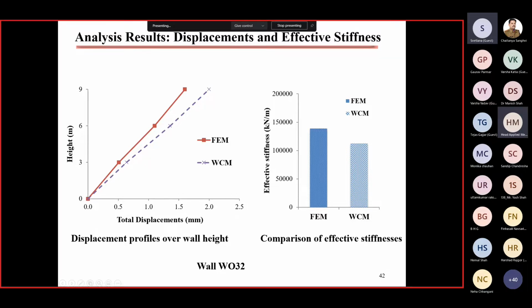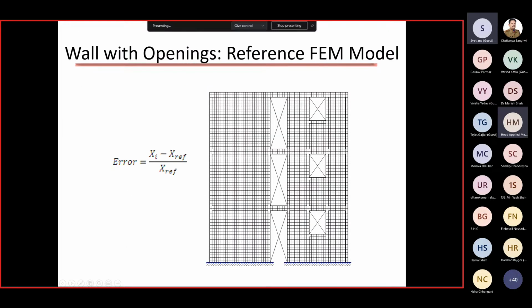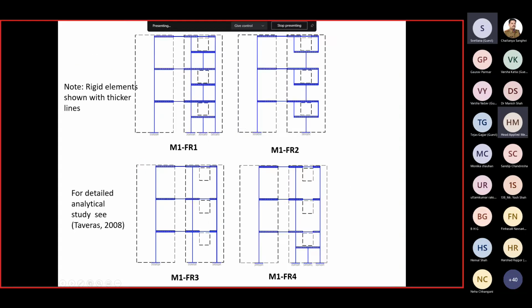And again, it is a matter of modeling all these other elements like parapets, because in a finite element model, parapets are modeled. Here is from the reference finite element model. That is how it was calculated. Anyways, that is it. And here are all these different models.